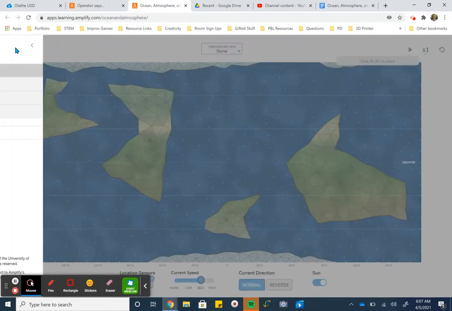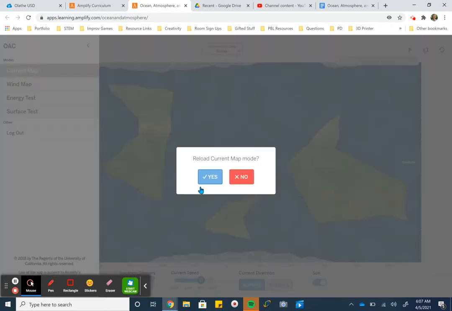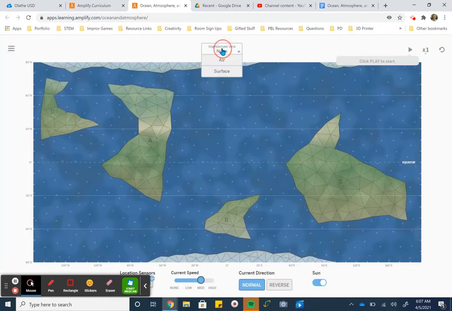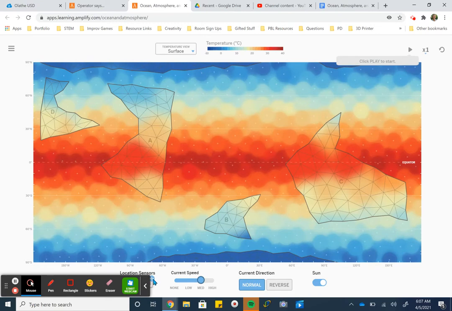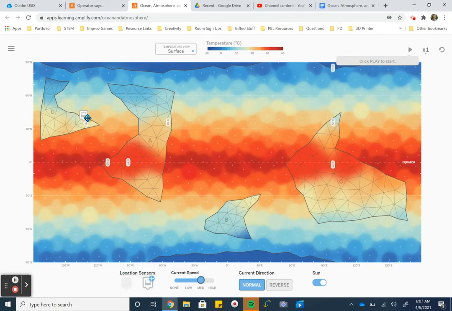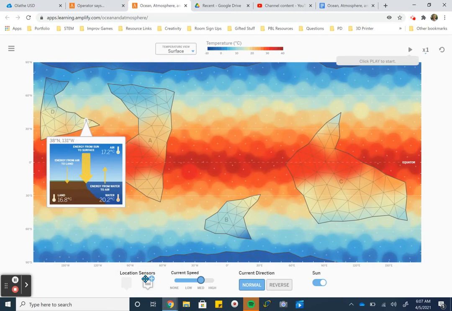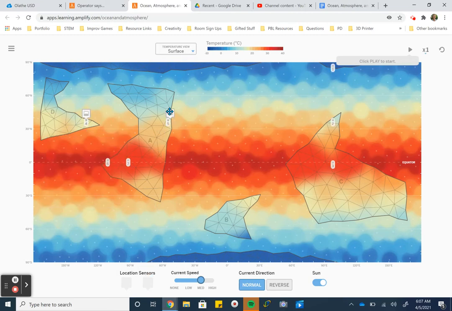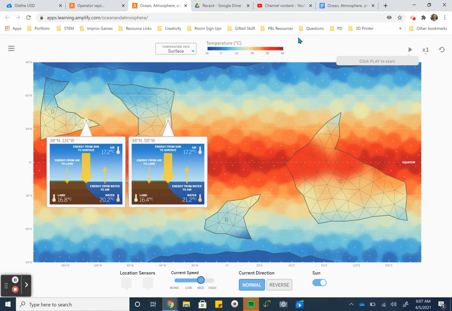We'll be using this version, the current map. Set your temperature view to surface. You'll then drag location sensors to location 4 and location 5 and click play.